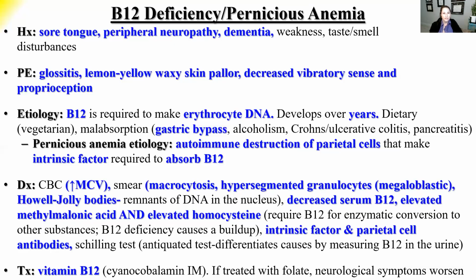The way that we treat this is we supplement B12. And here's your trick on the boards: they're not going to give you vitamin B12 as the answer. They're going to ask you what the chemical name is. So cyanocobalamin is the chemical composition for B12.